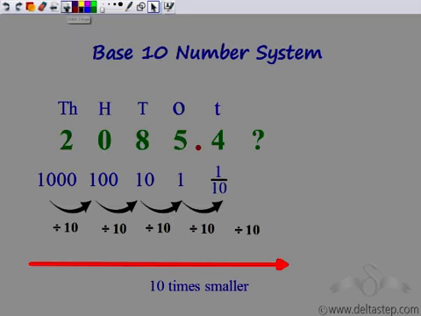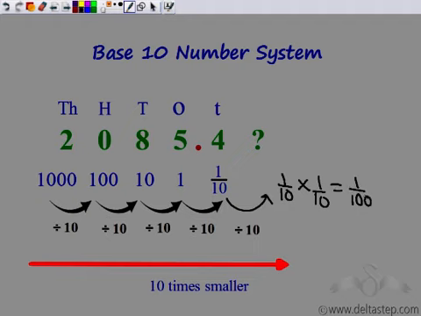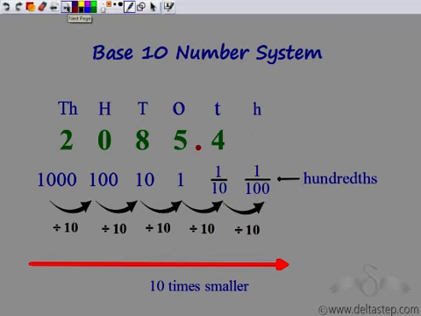So what I have done is, I have gone beyond tenths and I have divided this tenth also by 10. So dividing 1 by 10 by 10, I get 1 by 10 times 1 by 10, which is 1 by 100. So dividing 1/10 by 10, I get 1 by 100, that is hundredths. This is called hundredths, that is 1 divided into 100 equal parts.